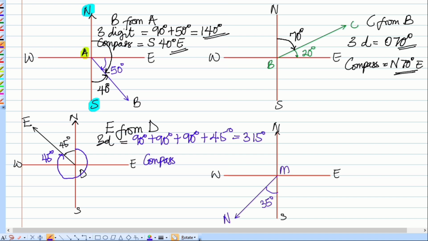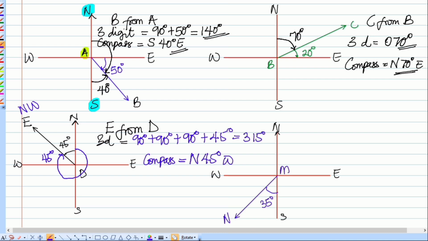Then for the compass bearing, we are measuring the acute angle from the north. Since we are going northwest, the angle is already 45 degrees there, so it's easy. You just have north 45 degrees west.